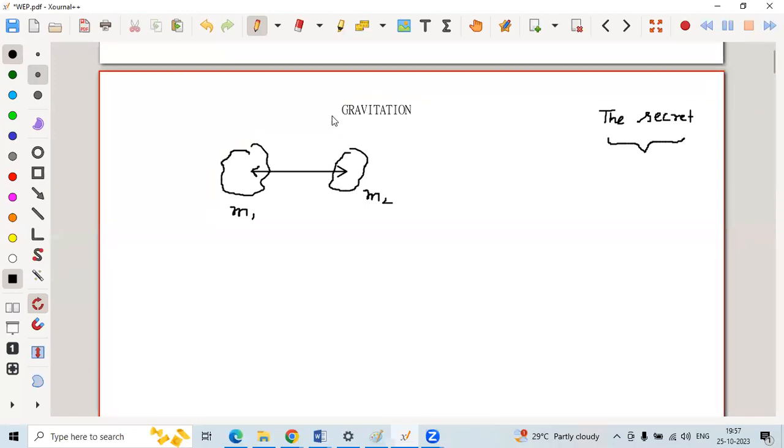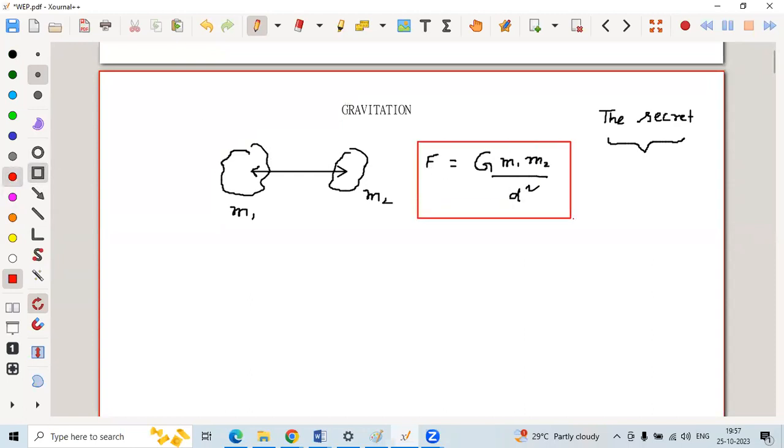Now between one mass and another mass there is a force of attraction. How much? That was given by Newton. F is equal to G m1 m2 by square of the distance between them. This was given by the father of physics, none other than Newton.